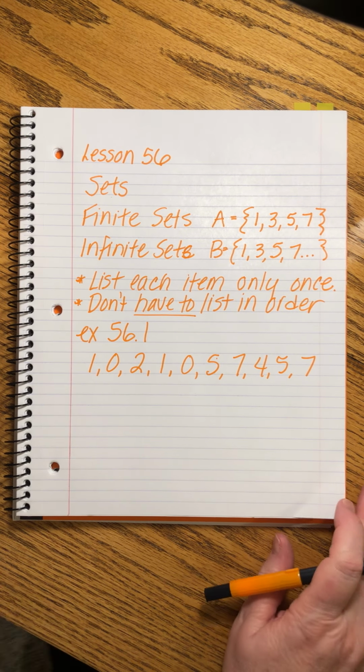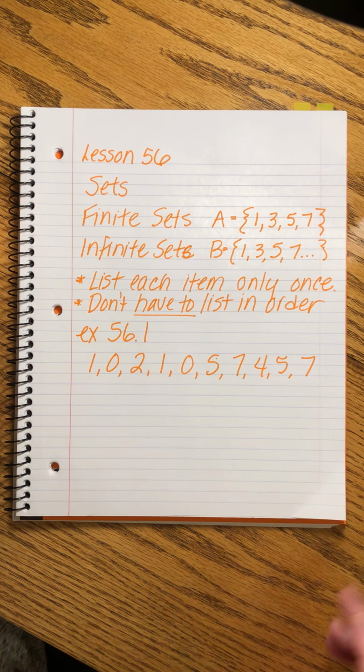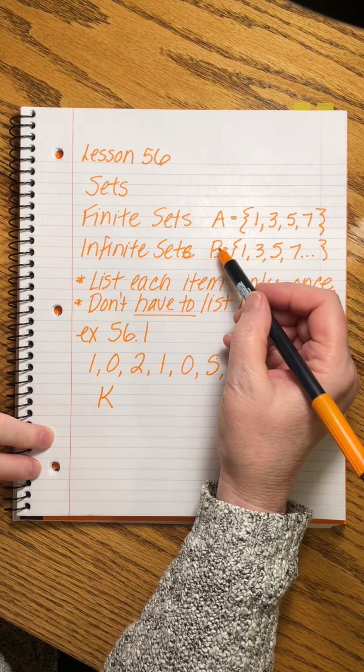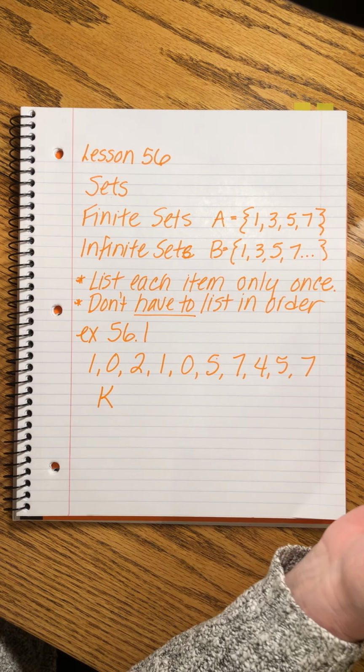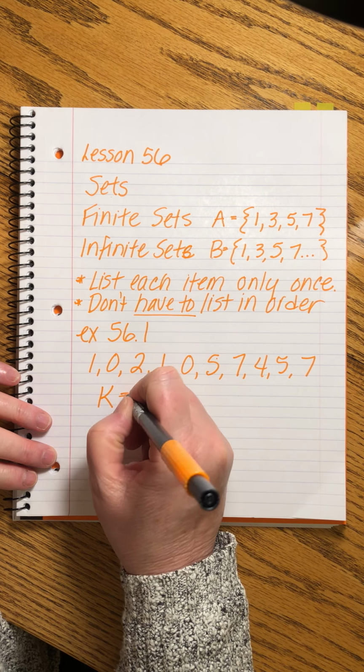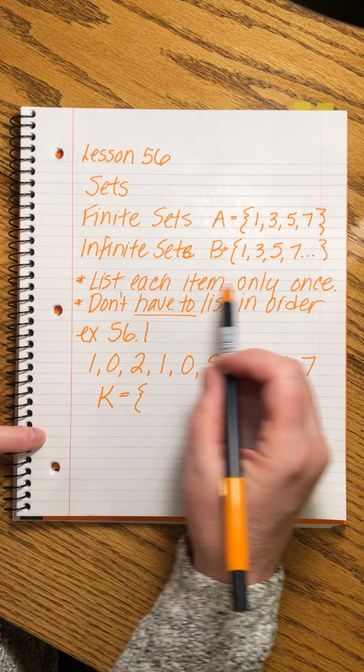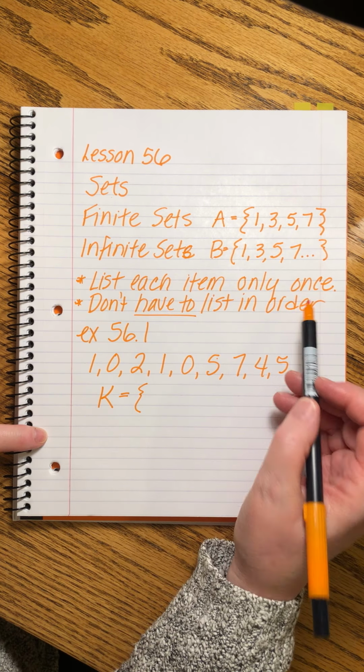Okay, so we want to call this set K. So I make a nice big K. Typically, we use uppercase letters for the names of sets, but you don't have to get too crazy about it. We put the equal sign, we put the opening bracket. Now we have to list each item only once. We don't have to put them in order, but I'm going to.